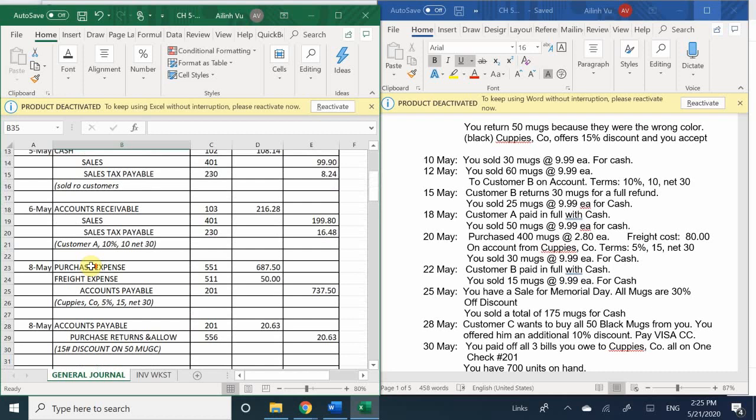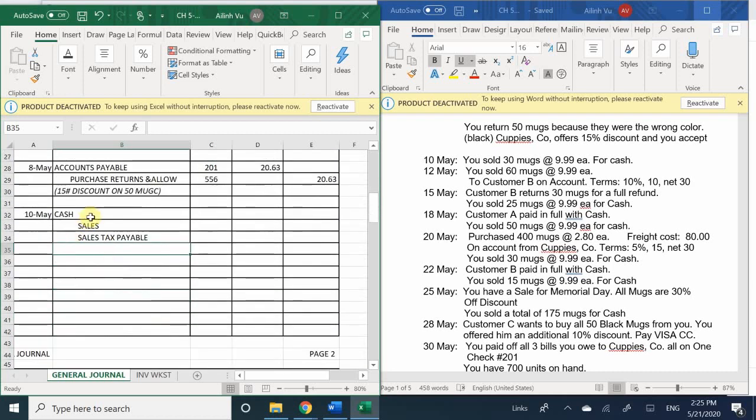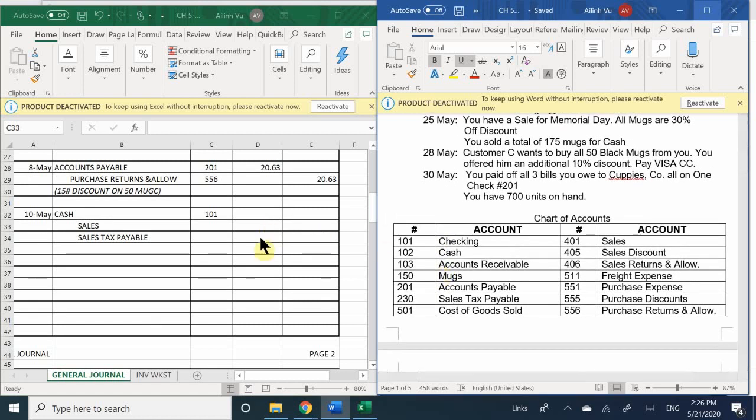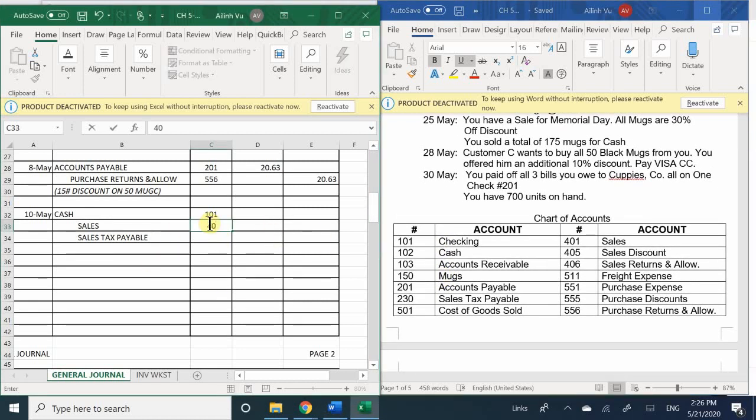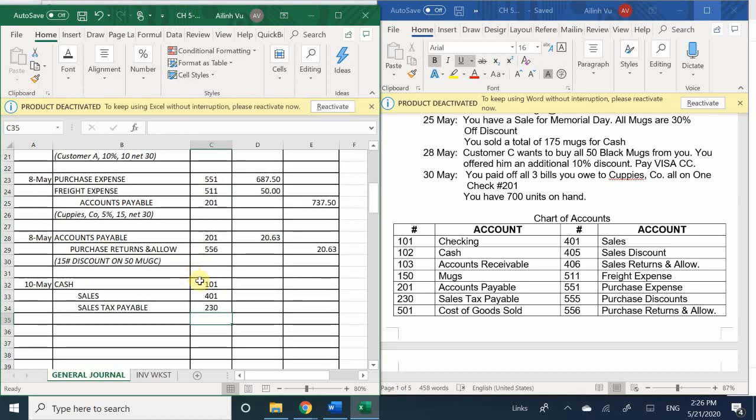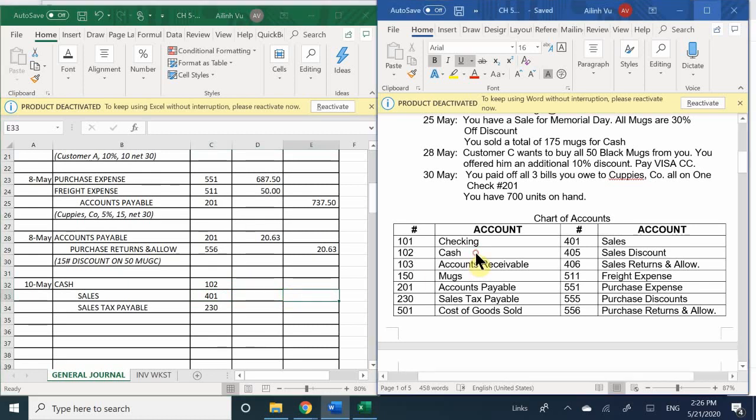Sales tax payable. All right. I'm gonna go up here. So what is the account for cash? It's 101. Sales is 401. And what is sales tax? Sales tax is 230. Right, that's 230. But the cash, shouldn't that be 102? Yes, I'm sorry, 102. My bad. All right. So, how do we solve for sales?